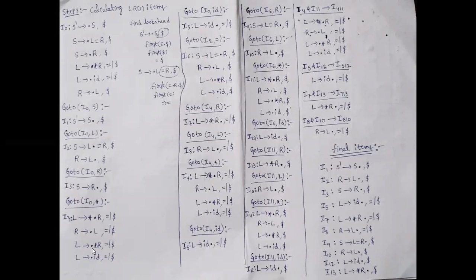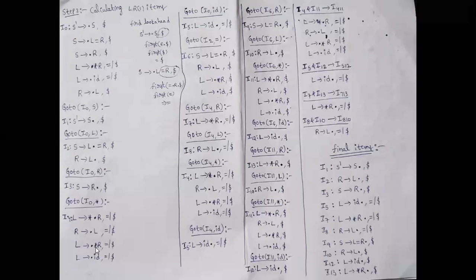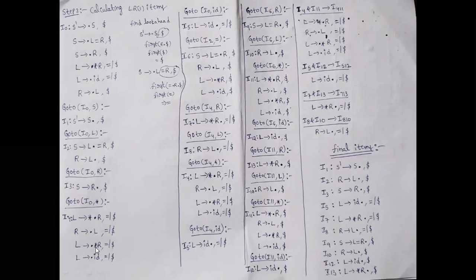Then is there any production with a star after the dot? In the augmented grammar there is no production with star and there is no production with ID. So no need to expand this one. So this is the new state. I3 is completed. Then we are naming the state as I4. Okay, so this is the I4 state.